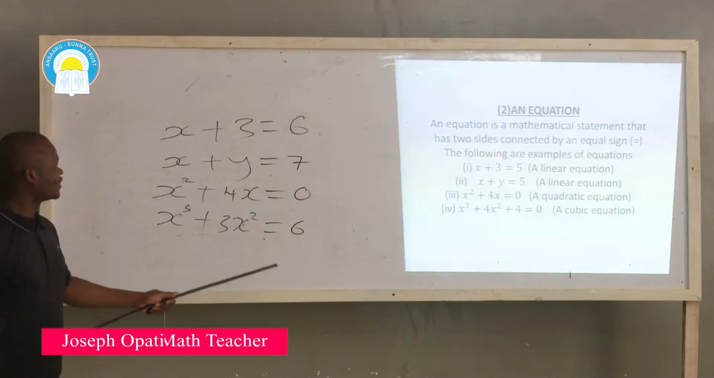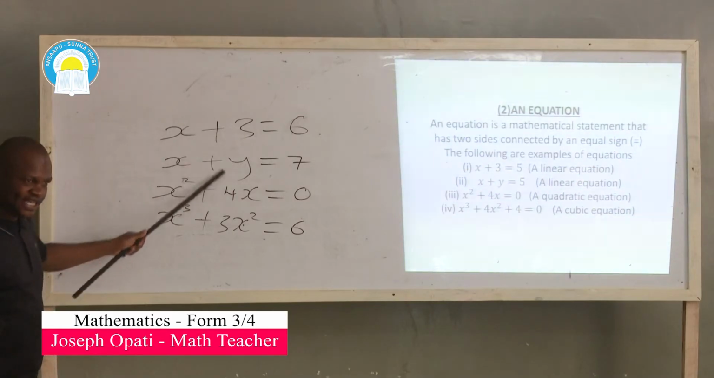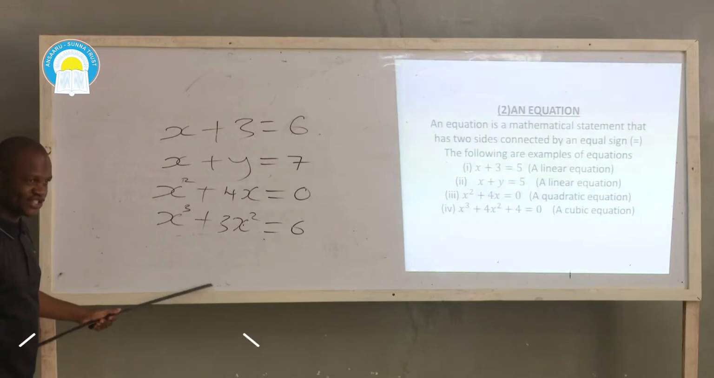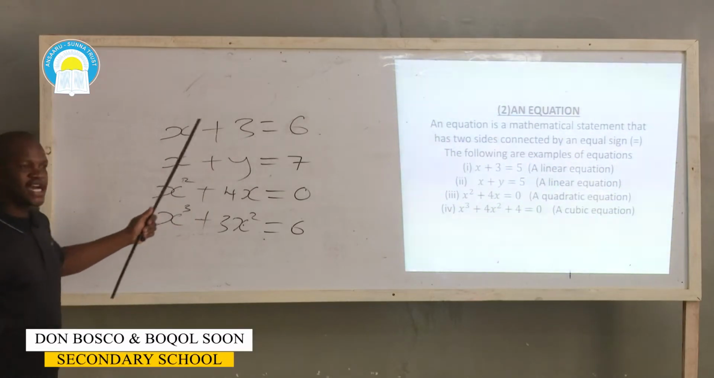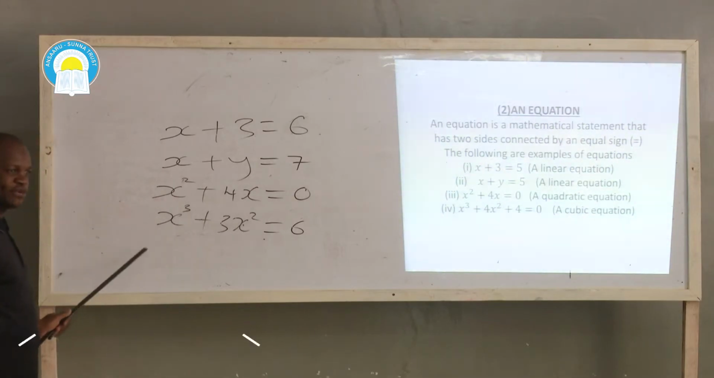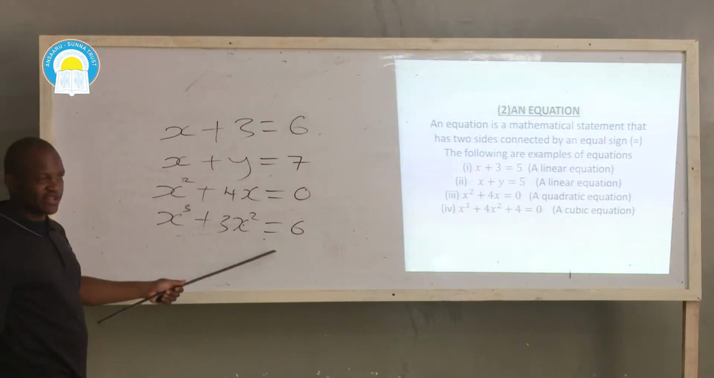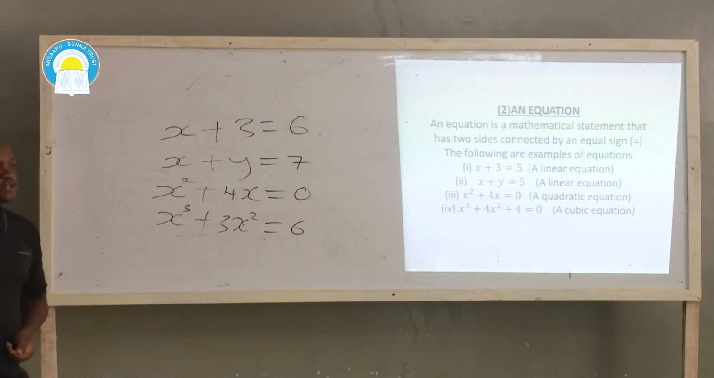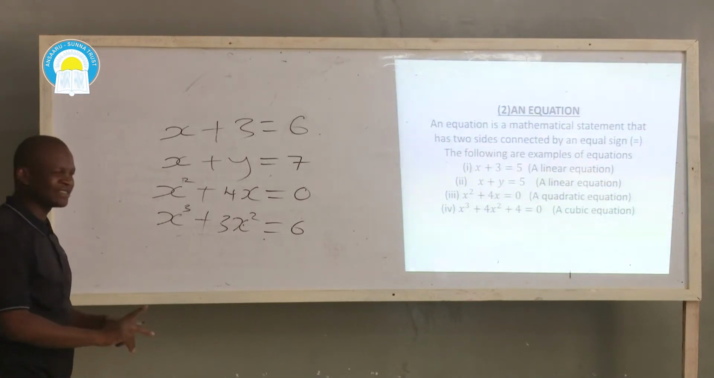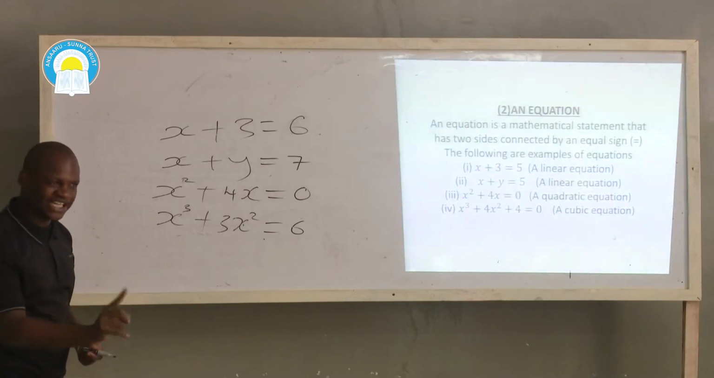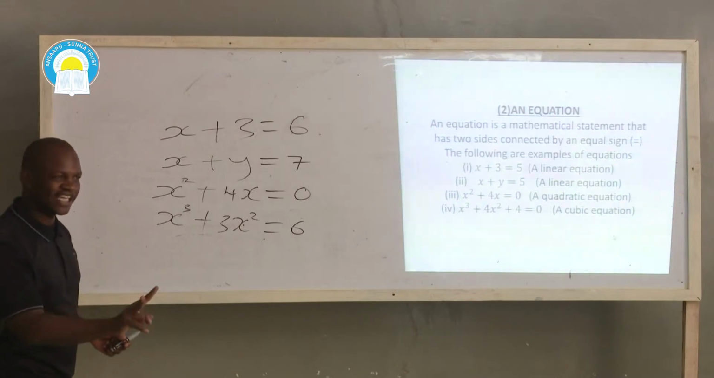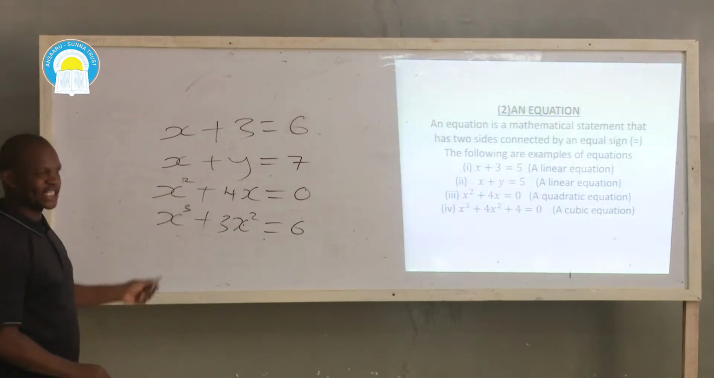Are we together? So in the previous case we had expressions here. Now what do we have? We have equations. A linear equation, another linear equation, a quadratic equation, and a cubic equation. Are we together? So we are saying you must know the difference. At the moment, what is the difference? An expression has only one side. What about an equation? An equation has two sides connected by an equal sign.